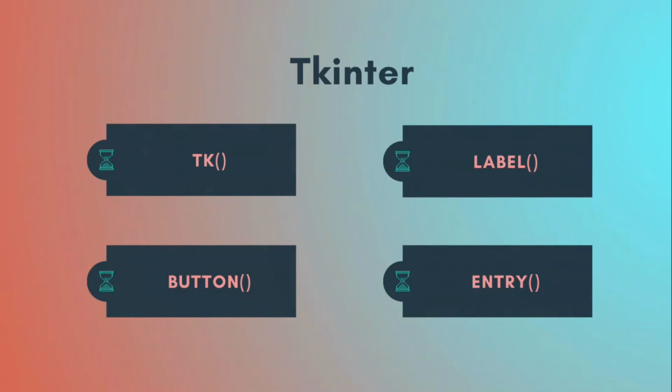The Button widget is used to create buttons in the GUI. You can assign a callback function to be executed when the button is clicked. The Entry widget is used to accept single-line text strings from the user.